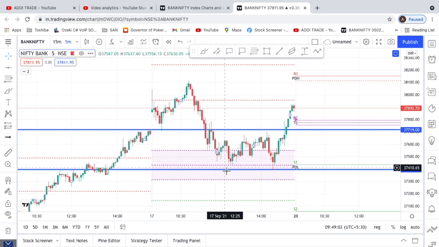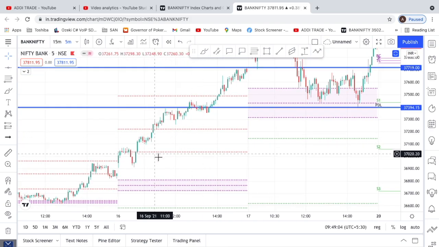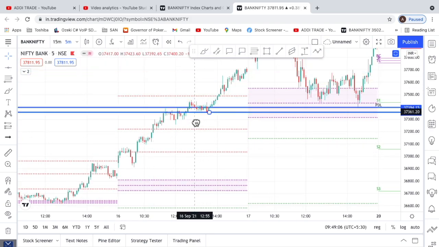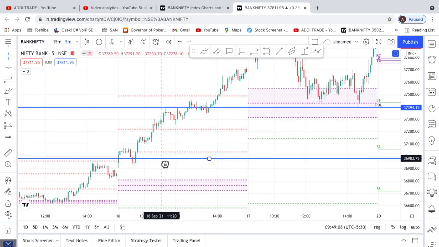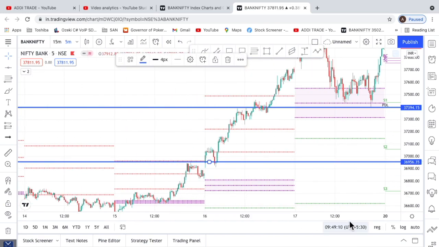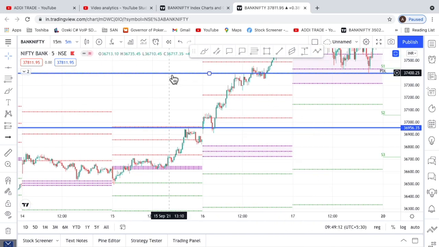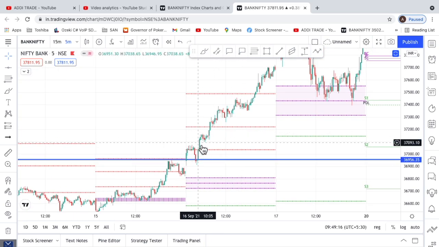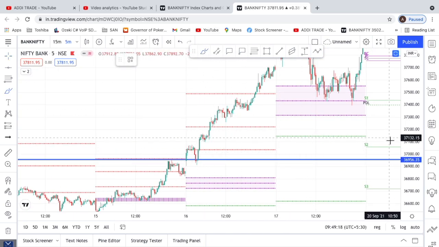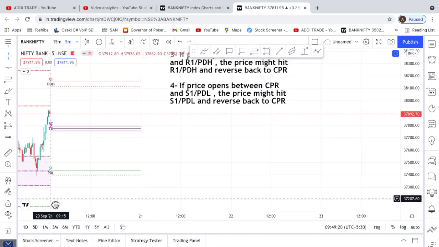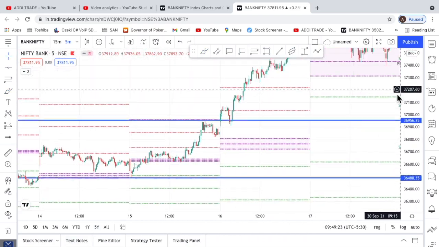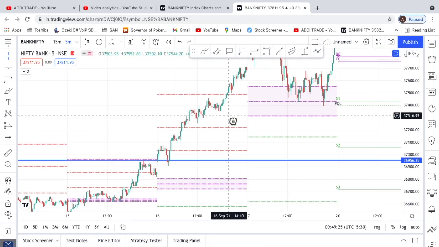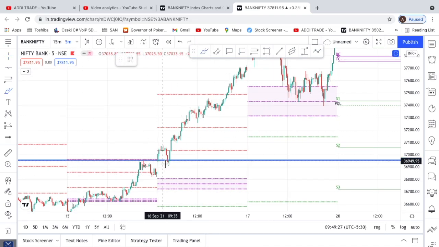Now just check the Thursdays. For this day, the previous day high is here and the previous day low will be this, right? So this is the example for the first point. The previous day high is the blue line and this is R1.